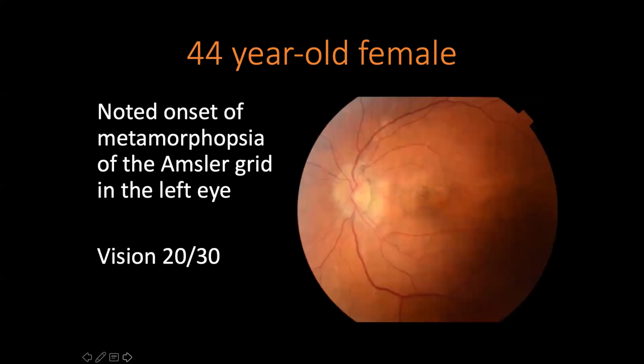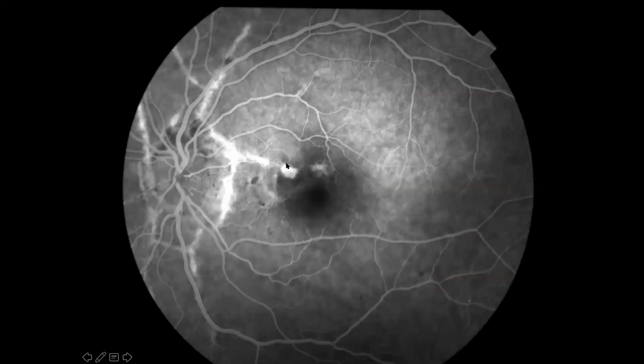Another of my patients was a 44-year-old who noted metamorphopsia or distortion in the vision on the Amsler grid in her left eye. She had been followed since age 21, so she picked up this subjective complaint. Vision remained 20/30. Again, in the color photograph, you can see a slate gray lesion, which is better seen on the angiogram. It lights up on the fluorescein study.